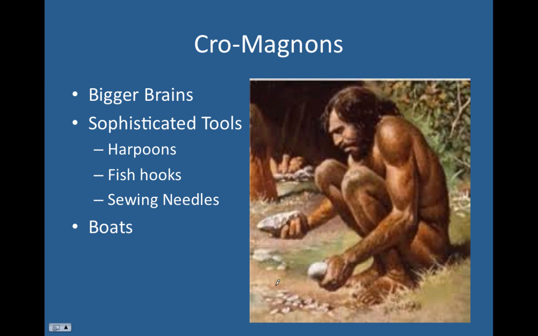Another group that's getting really close to us were Cro-Magnons. Cro-Magnons have bigger brains than Neanderthals. They have very sophisticated tools. We're talking about harpoons and fishhooks and sewing needles. We're pretty sure they had clothing from some of the stuff we've been able to find, and we're able to sew it together. We know they have boats. So these guys aren't quite too far from us, but when we look at the fossils, they aren't us.